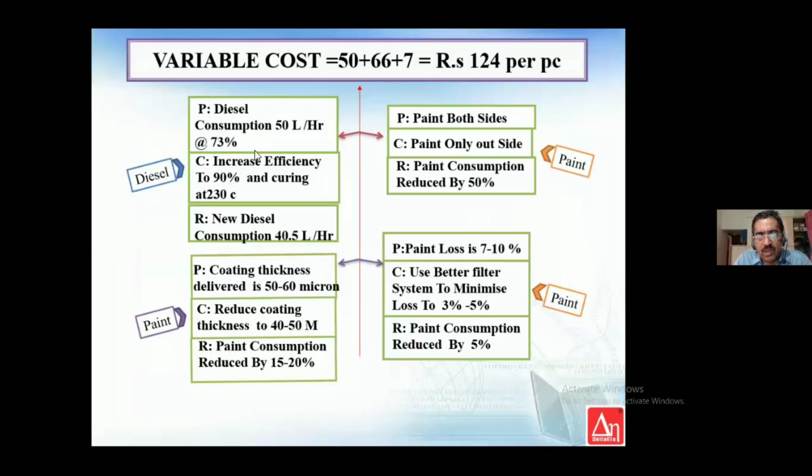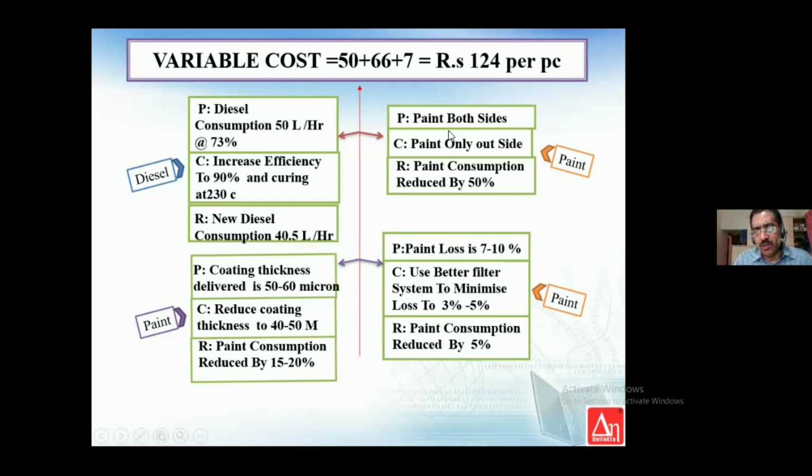Now, diesel consumption is 50 liters per hour. Increase the efficiency to 90% and curing is to be done at 230 degrees centigrade. In this way, the new diesel consumption is only 40.5 liters per hour. A very simple mathematical calculation. Because of the low efficiency, you are losing the heat as waste from the oven. Instead, you maintain the oven and conserve the heat so that you are able to get a better efficiency. So new diesel consumption becomes 40.5 liters per hour.